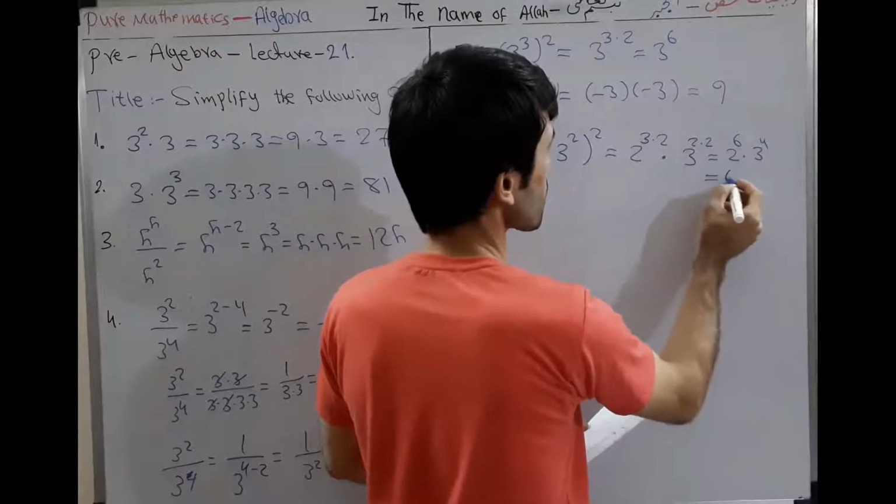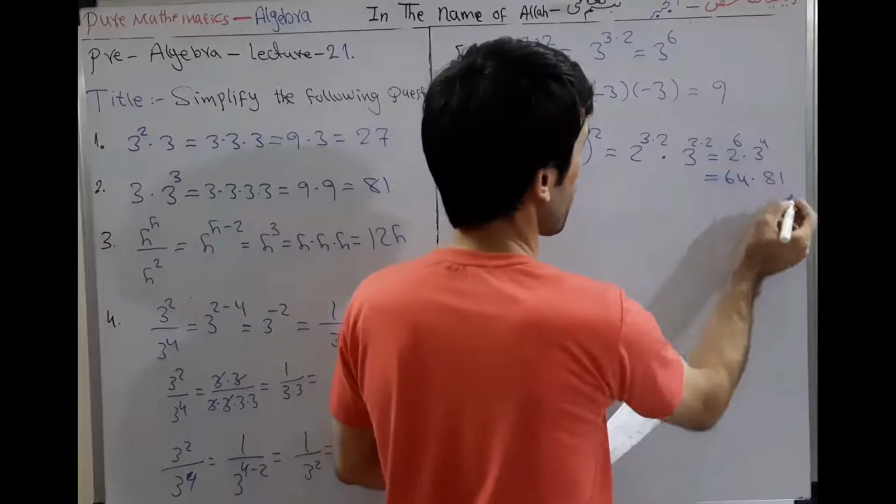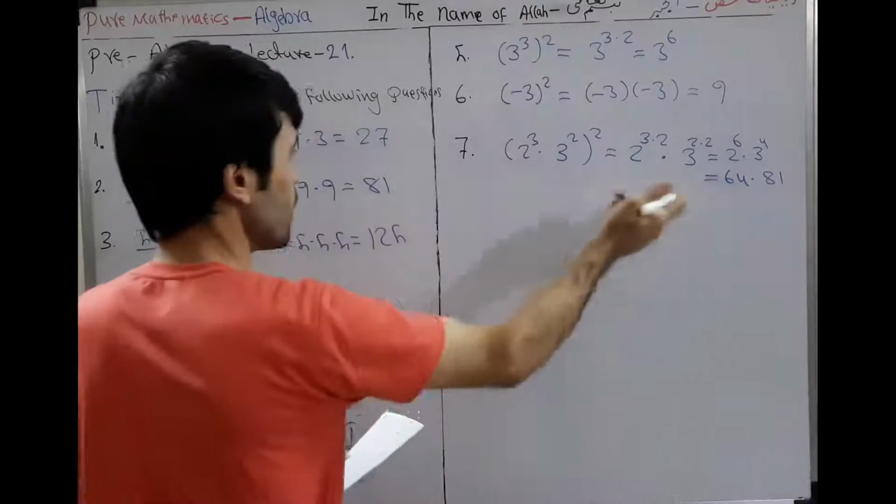It is equal to 64 multiplied by 81. It is the result.